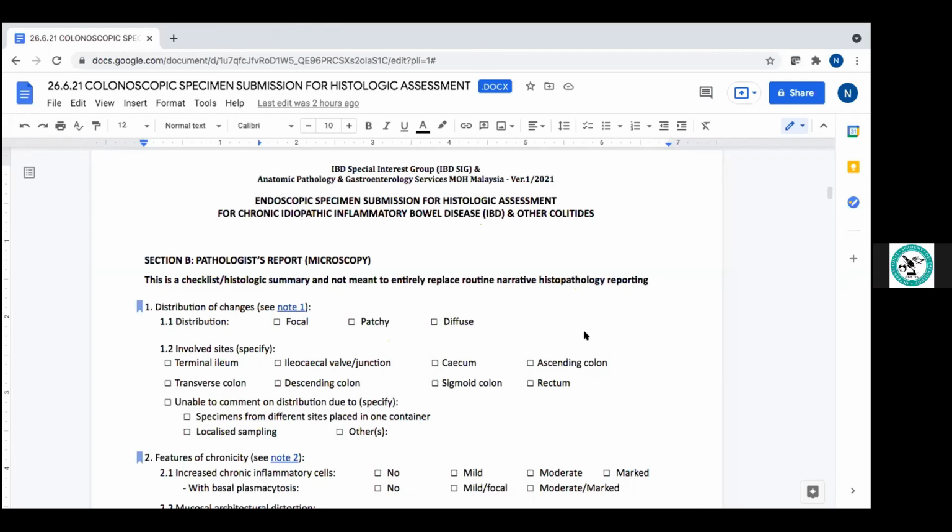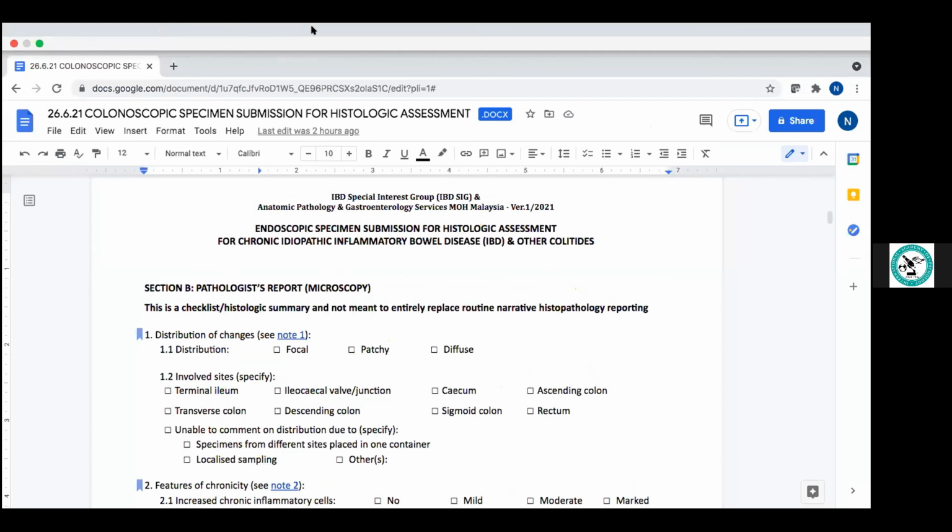Okay, next question from Dr. Suguna. I recently came across a small superficially located microgranuloma associated with increased IEL and crypt apoptosis. Can it be associated with drug-induced colitis, or do we still need to entertain Crohn's?